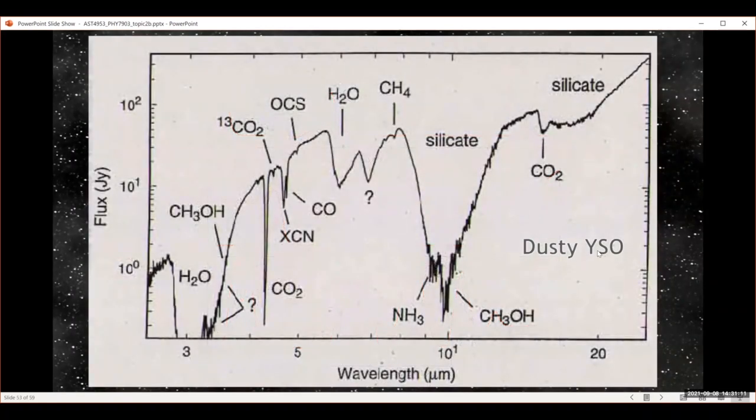So this is a dusty YSO, that is a young stellar object. So this is something that probably isn't quite a star yet, but has something in the middle that's going to become a star, and it's surrounded by dust. And don't worry about the silicate, we'll talk about that when we get into solid particles. But all of these dips that we see here, those are all due to molecules.